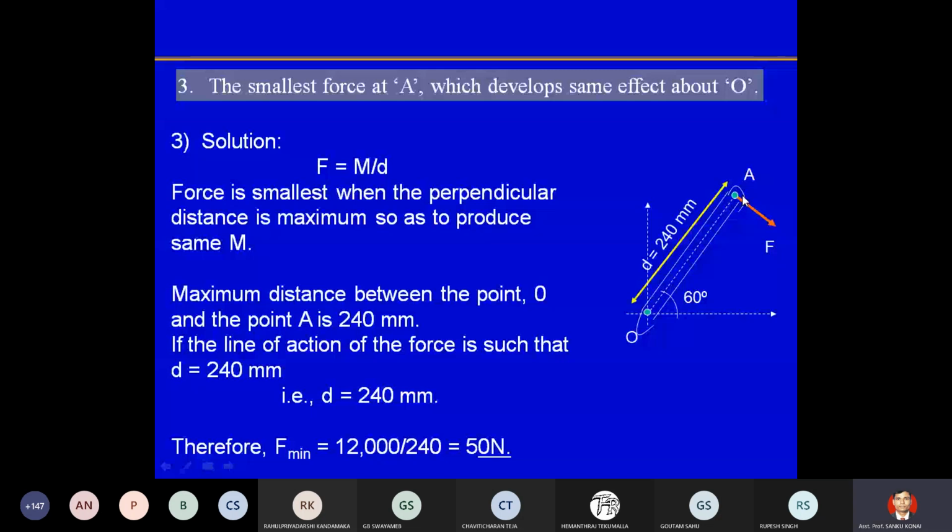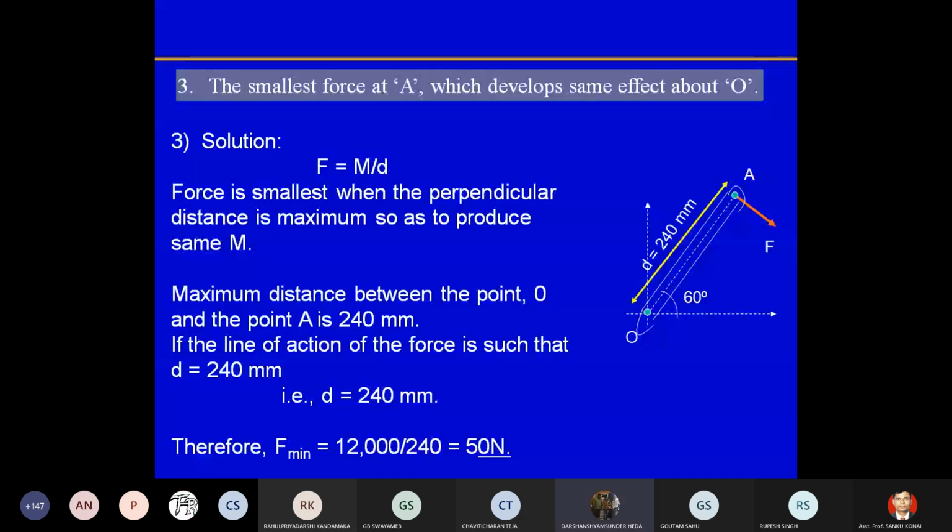So F is equal to M by D. You have to find the minimum F. M you already know, that is 12,000 Newton millimeter, and D, if it is maximum, that value will be 240 mm. So 12,000 by 240 mm is coming 50 Newton. Okay, so this is the minimum force, and if it acts perpendicular to the AO line, then it will create the same effect. Is it clear?